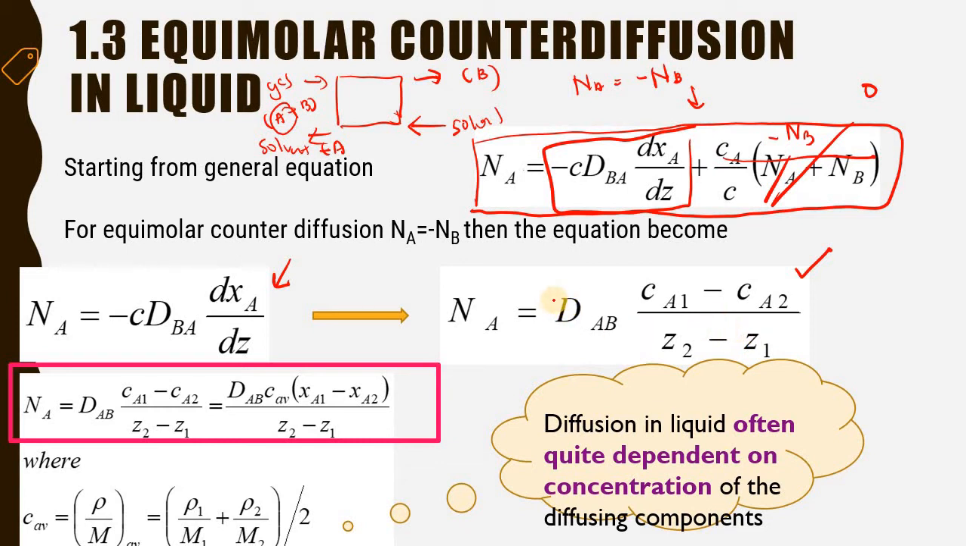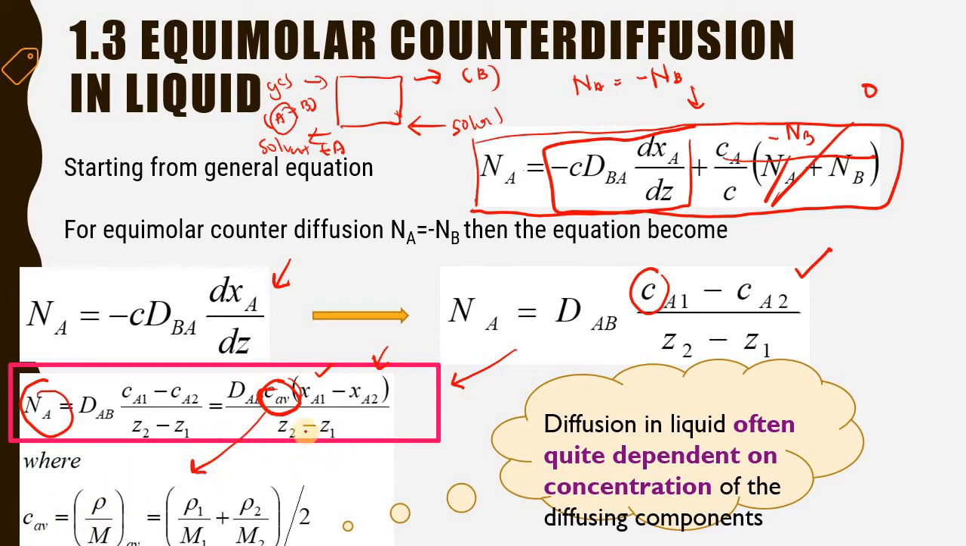This equation can also be written in mole fraction. If you want to write in mole fraction x terms, we put the average concentration here. So for the flux of A in equimolar counter diffusion, if the equation gives you the mole fraction, you can use this equation, but you need to have C average here. This is the equation for C average.